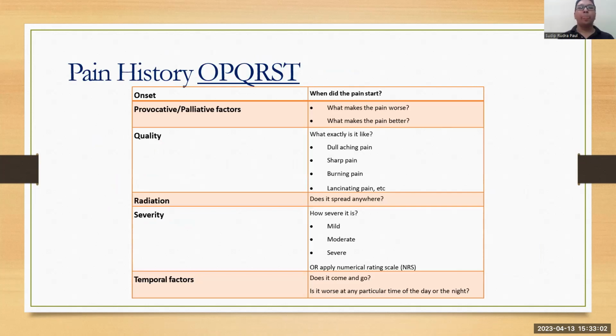If we see, the pain history taking format is the OPQRST. O is onset. When did the pain start?